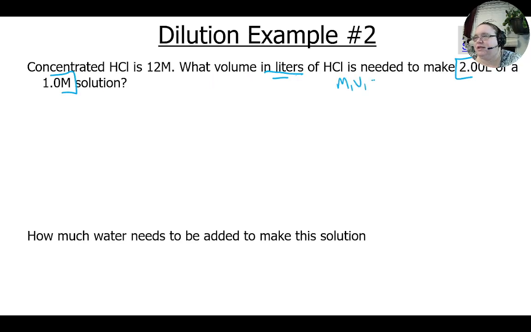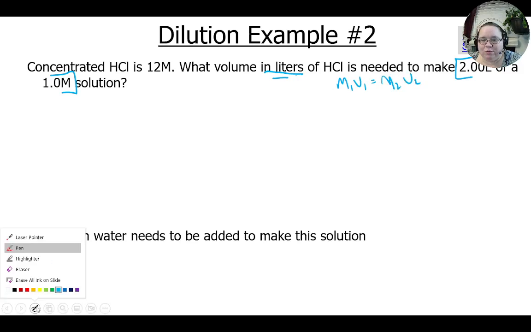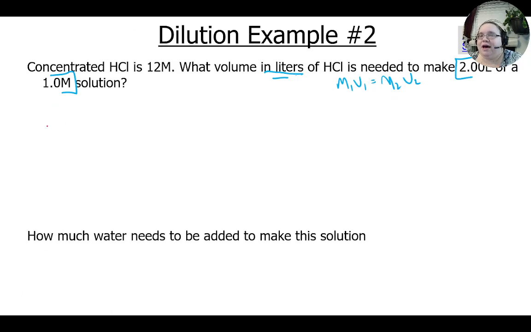M1, V1, M2, V2. So we have to figure out which are my 1s and which are my 2s. I would prefer if you listed them out, though I'm not going to insist that you do. You could just label them in there. Since this has the word concentrated, I know that has to be my M1, which means my other M has to be my M2. Since 2 liters is really close to that M2, it's probably my V2, which means we are trying to solve for V1 again.